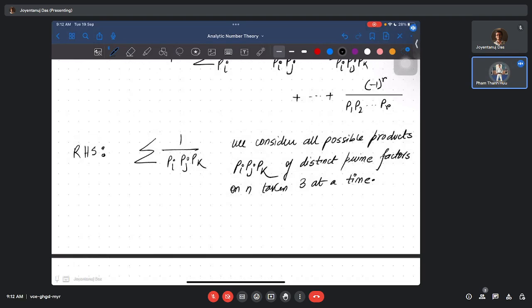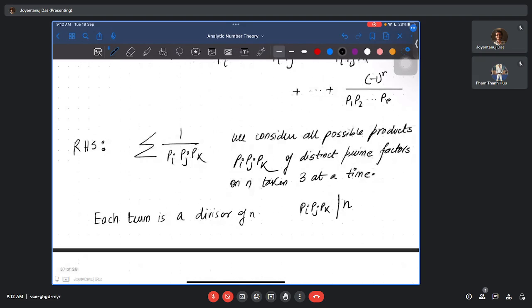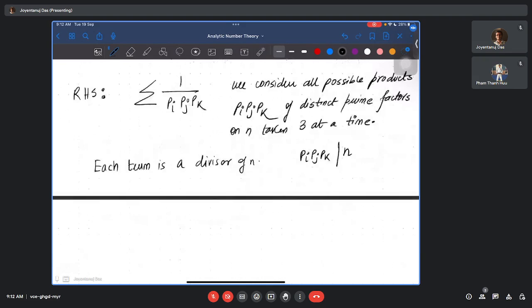What we can see is that each of them is a divisor of n. Each term, pi pj pk, divides n, because these are the prime factors of n. So each term is of the form plus or minus 1 by d, where d is a divisor of n. It is either positive or negative according to the sign. So each number is the reciprocal of some divisor.